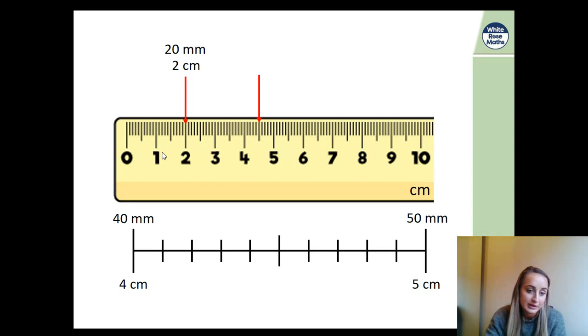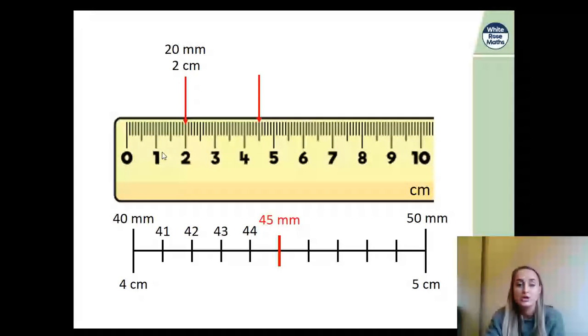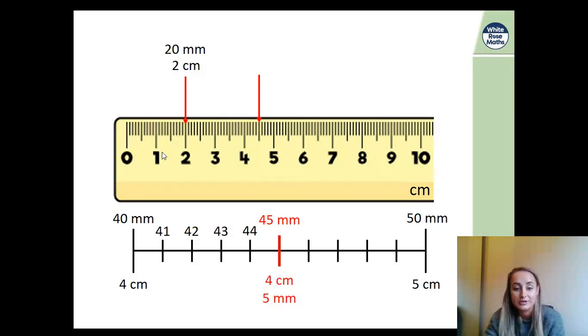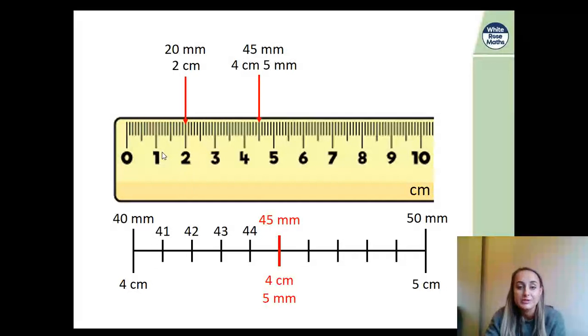So knowing that now, we can count up in our millimetres to see what measurement the arrow is pointing at. So it's directly in the middle, count up in millimetres, 41, 42, 43, 44, 45. So the arrow is pointed at 45 millimetres. If I want to know what that is in centimetres, using what we've just been through, we know that 40 millimetres is equal to 4 centimetres. And then we would have 5 millimetres left over, so that would be displayed as 4 centimetres and 5 millimetres. Put that on top of the ruler. So 45 millimetres is equal in length to 4 centimetres and 5 millimetres.